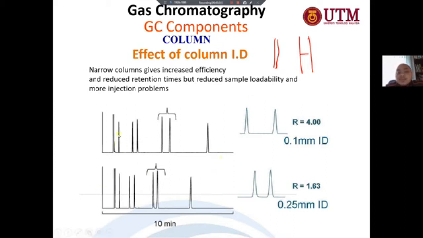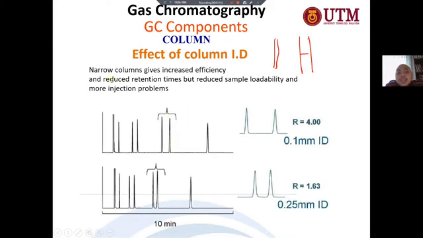If you look over here, for example, here is 0.1 millimeter and here is 0.25 millimeter. The separation of this peak is much better at R equal to 4.0. However, for this one, it's still separated, it's more than 1.5, but it's close to 1.5. So the one with the smaller internal diameter will provide a better separation, better efficiency, or better resolution.